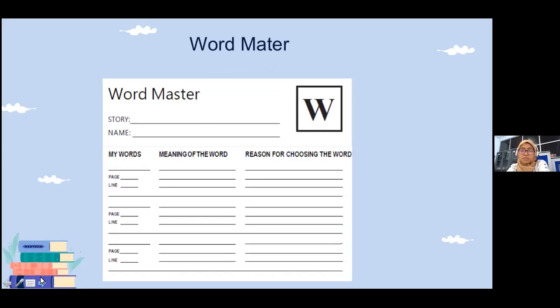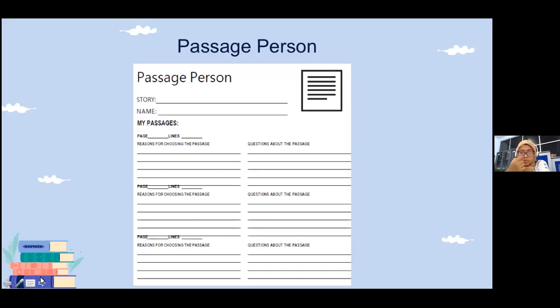For a word master, she must look for words or short passages or phrases that are new or difficult to understand found in the story. He or she must choose 5 words that she or he thinks are important for the story. And finally, she or he must explain the meaning of the words in simple English to the group. And then the next one is passage person.